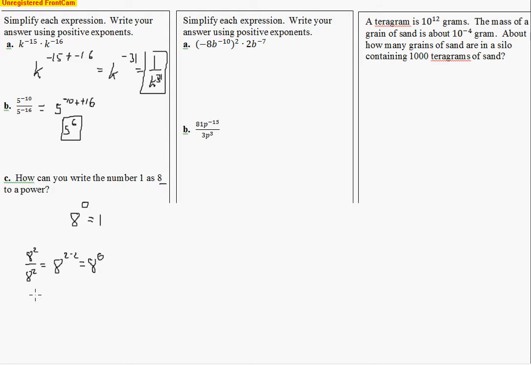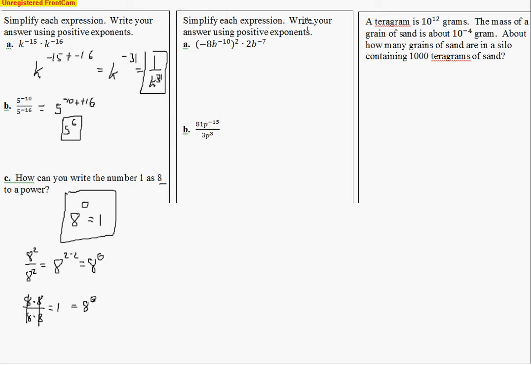Well, how is it 1? Well, just go ahead and multiply out these 8's. We have 8 times 8, which is what 8 squared is, over 8 times 8, which is what 8 squared is, and you can see how those 8's cancel each other out. And when they cancel each other out, you get 1. And so that's why any number to the 0 power is going to end up being 1. And that's the concept there.